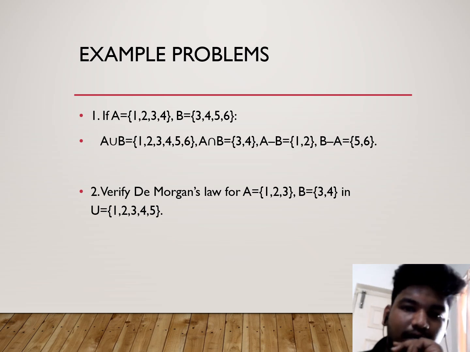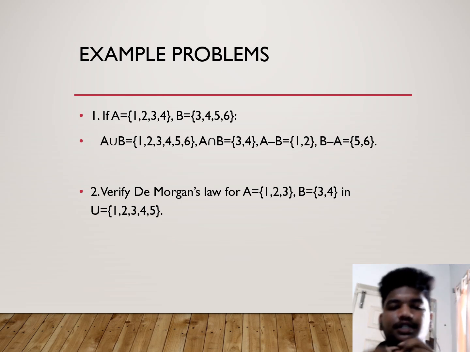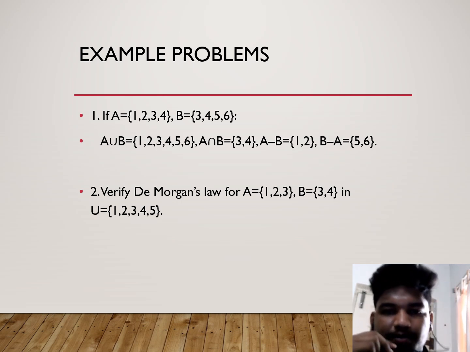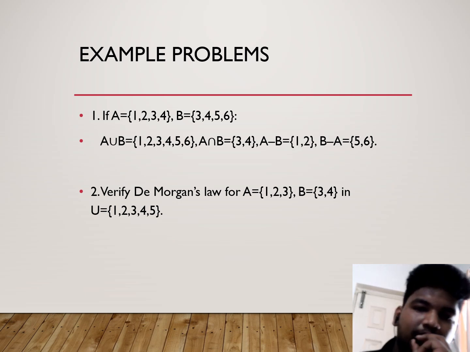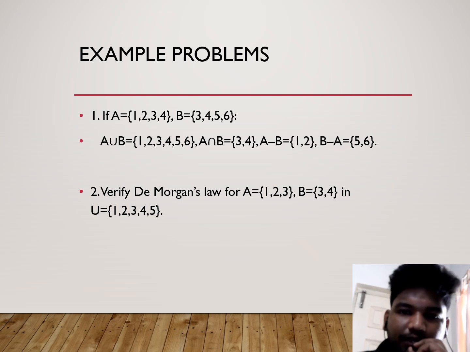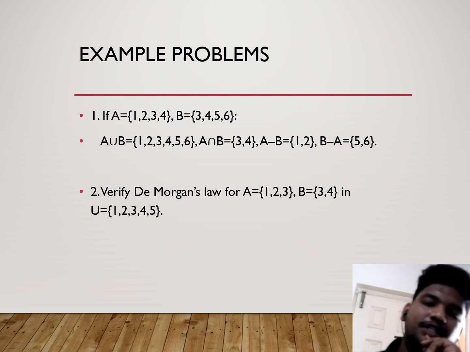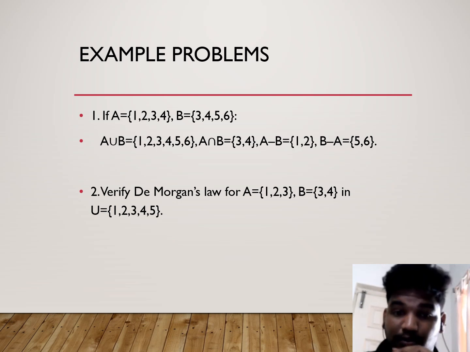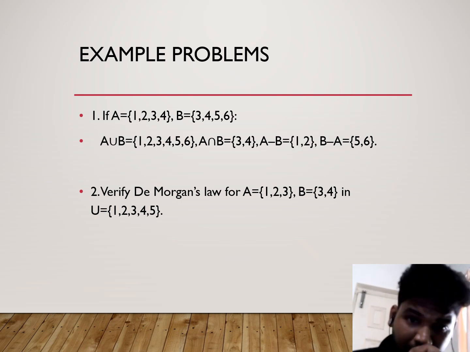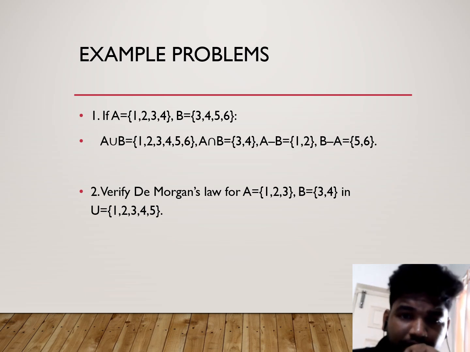And here again they asked A intersection B. A intersection B means if two sets are present, the common elements we can write as A intersection B. Here A minus B, another one, difference. We have seen all these topics in the set operations. A minus B means the elements that are present in A but not present in B. And here we can see B minus A. The elements which are present in B but not present in A. We will see everything one by one.